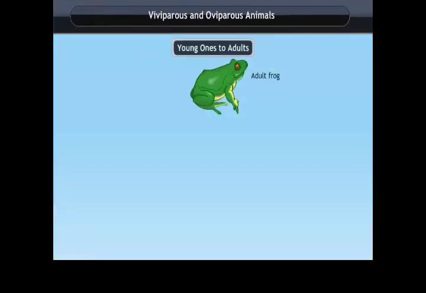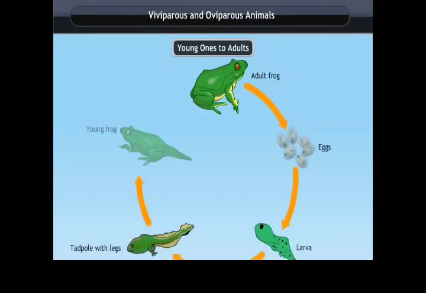Let us understand the development in a frog, or the life cycle of a frog. There are three distinct stages: egg, larva or tadpole, and adult. The transformation of the larva into an adult through drastic changes is called metamorphosis.